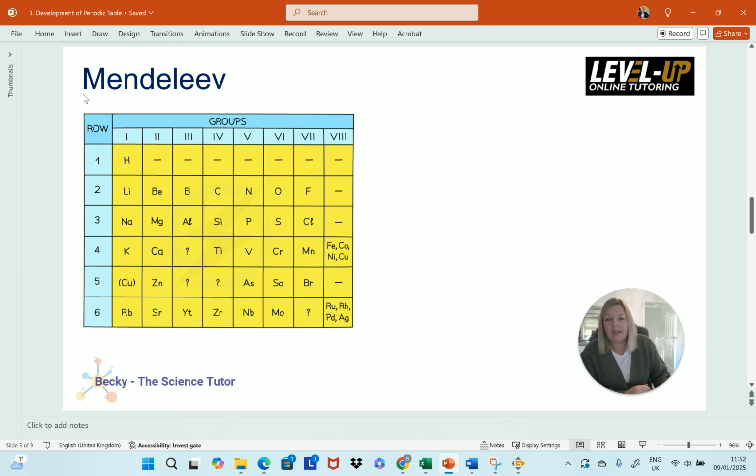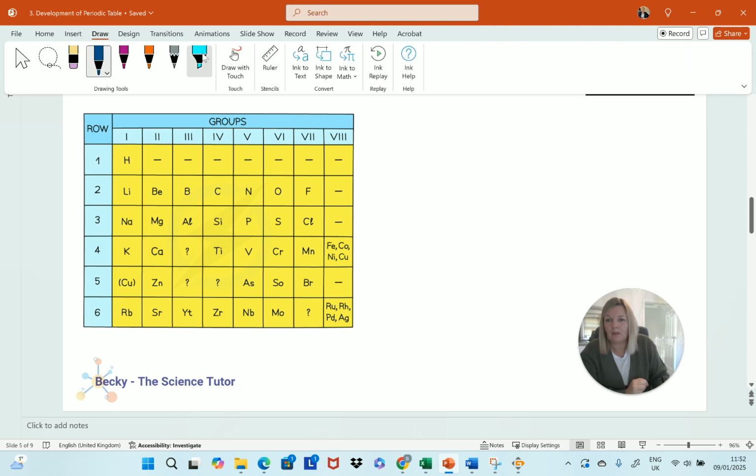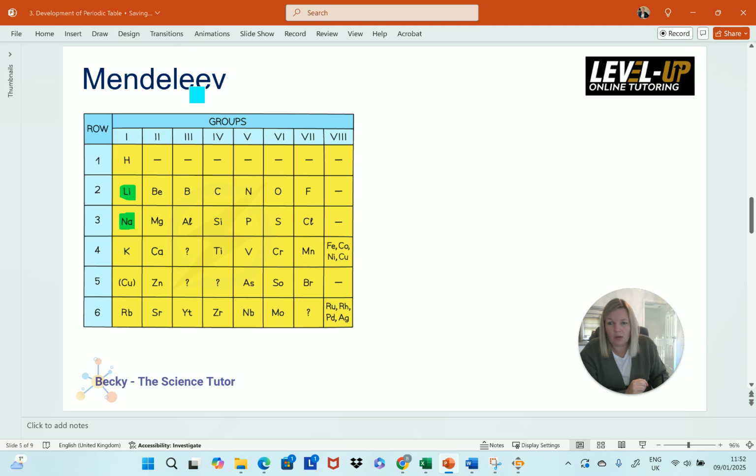So if we have a look here, you can see we've got hydrogen in a row on its own, which we now know is right because we've got it up there at the top. We've got lithium, sodium, potassium, rubidium. Yes, they're all now group 1. He's put copper in there, he's put it in brackets because he's not quite sure of that, because one of the things that is missing from this table is we don't have that middle section of transition elements. Okay, but we're getting there.